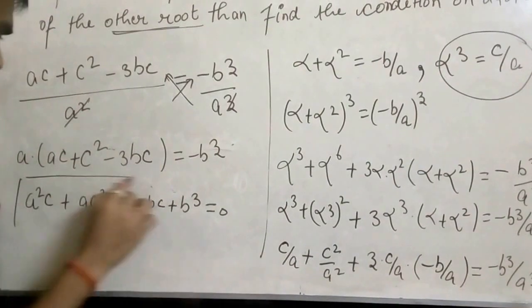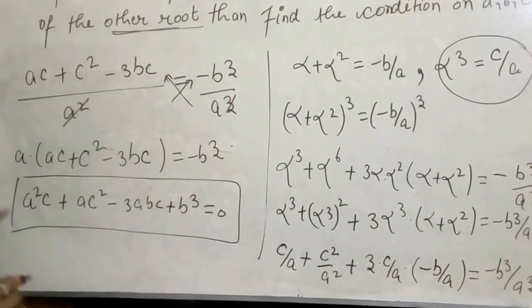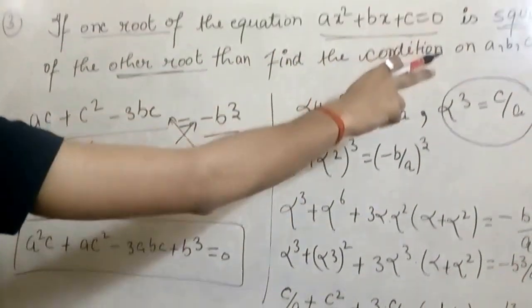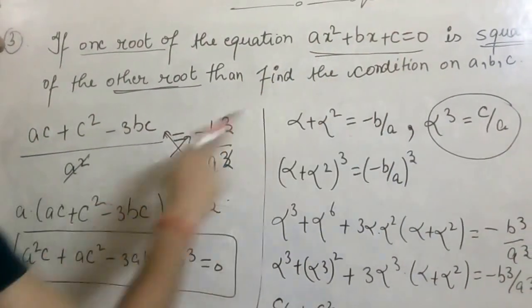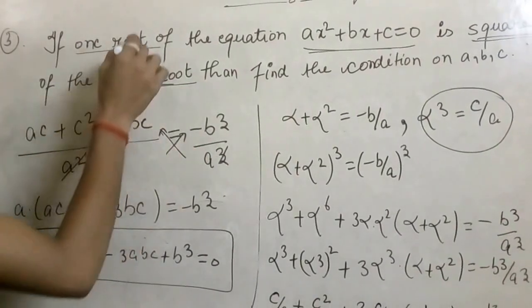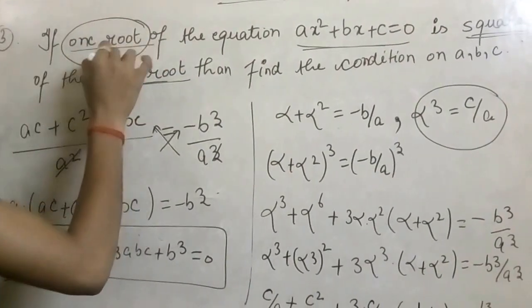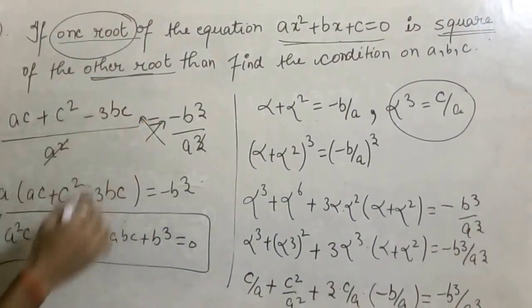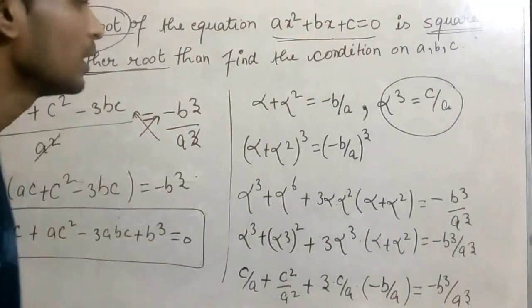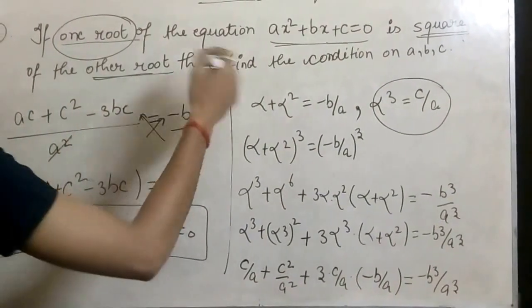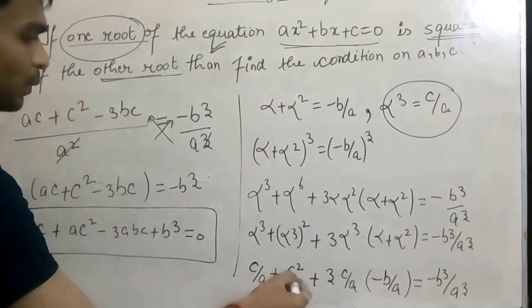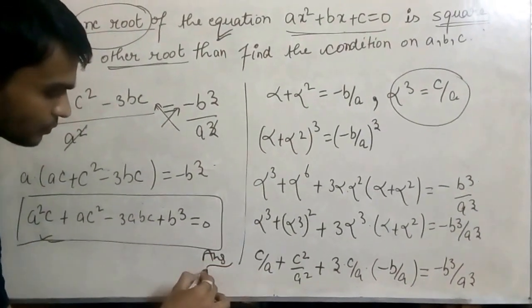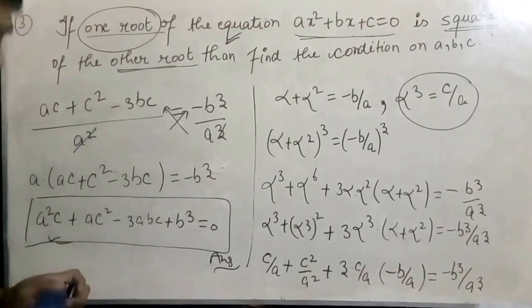This is the condition on a, b, c according to the question. If one root is alpha and the other root is alpha square, because the question says that one root of this equation is the square of the other root. By solving this problem, we finally get this equation. This is the answer of this question.